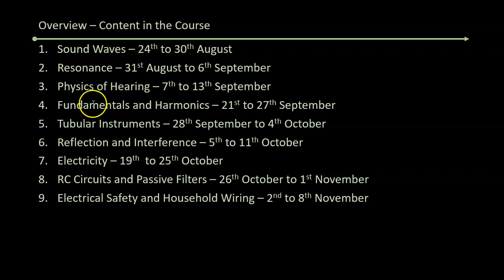And then we have fundamentals and harmonics, tubular instruments, reflection and interference. These next three form the next exam. Then electricity, RC circuits and passive filters, electrical safety and household wiring. These are the topics we're covering. Each one of these corresponds to a module. You get 3 modules per exam, so you're not overloaded, biting it off in smaller chunks, 3 per exam.